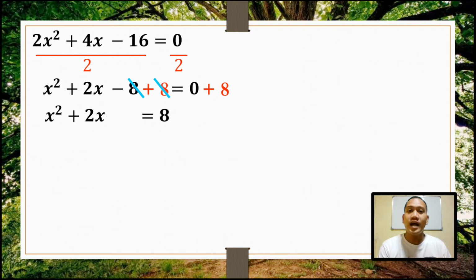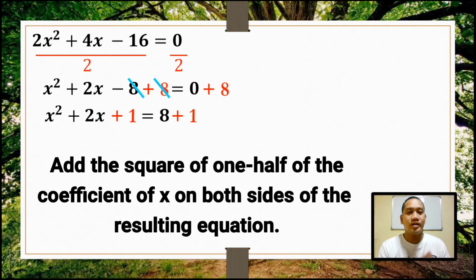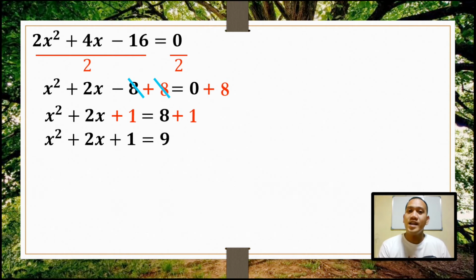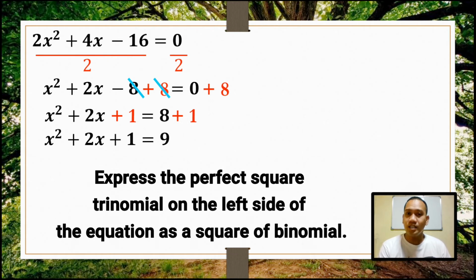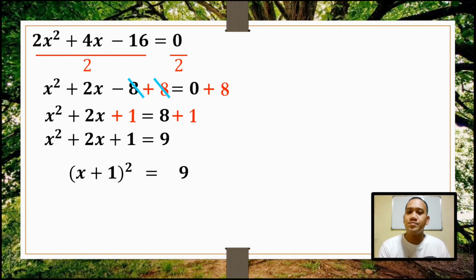This means we will add both sides of the equation by 1. So it makes our left side of the equation a perfect square trinomial. To simplify, we will have x squared plus 2x plus 1 equals 9. Then, this perfect square trinomial on the left side of our equation will be transformed into a square of a binomial. So this expression can be written as quantity x plus 1 squared is equal to 9.